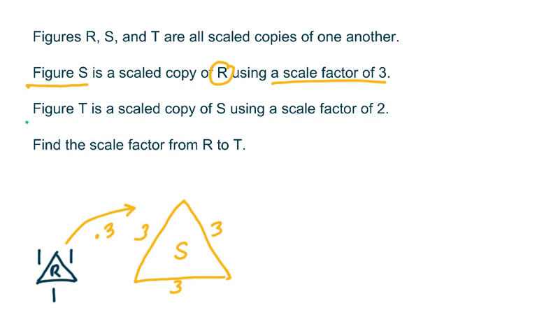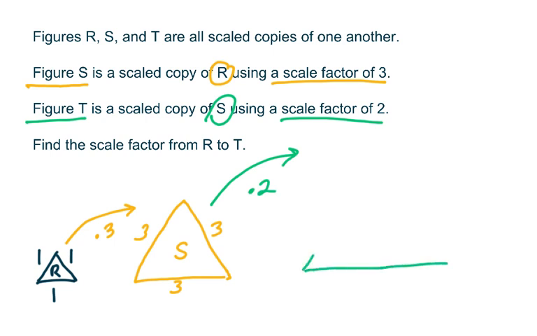Now from here, we have figure T. It's a scaled copy of S using a scale factor of 2. So I'm going to multiply this times 2, and 3 times 2 is 6, so now I have a new scaled triangle with side lengths of 6, 6, and 6. That's figure T.